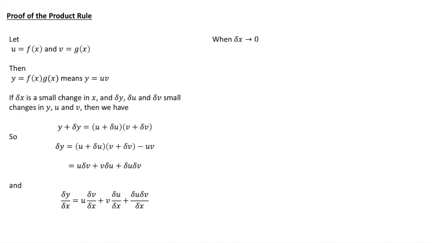So when delta x tends to 0, delta y by delta x becomes dy by dx, delta u divided by delta x becomes du by dx, delta v divided by delta x becomes dv by dx, delta u delta v divided by delta x tends to 0, and that is because the delta u and the delta v are approaching 0 at the same time as the delta x is, and because they're multiplying, when you multiply very small things together they get very, very small, so that's why that will tend to 0.